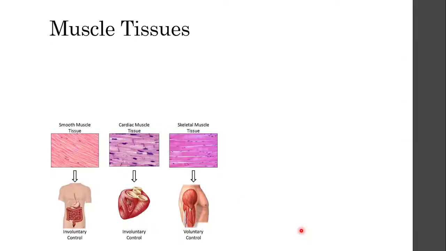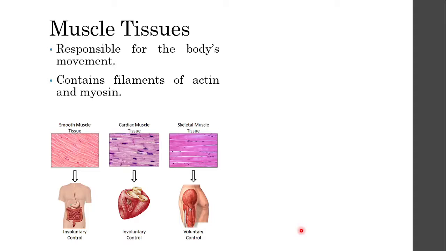The next tissue that we are going to talk about is the muscle tissue, whose main function is for the body's movement. Without these three important tissues, we won't be able to move. And in general, muscle tissues are composed of protein filaments called actin and myosin. If we have time and get to learn how the body actually moves, it is very interesting. It's very complex but very interesting at the same time.